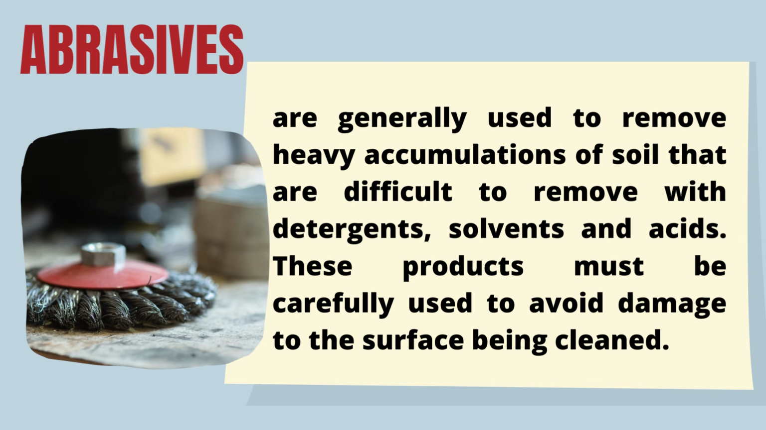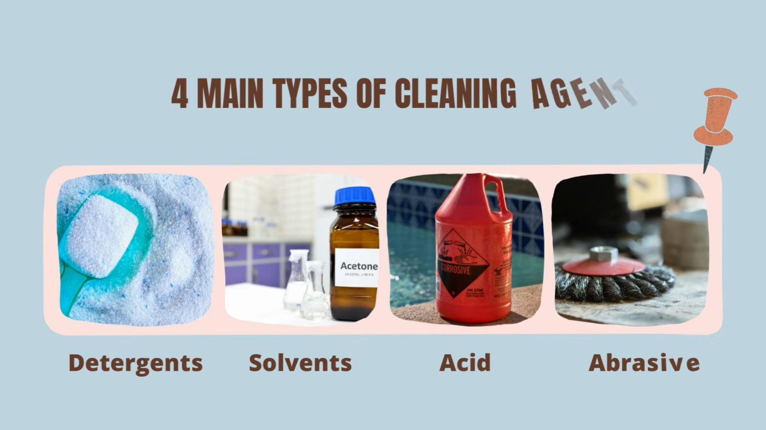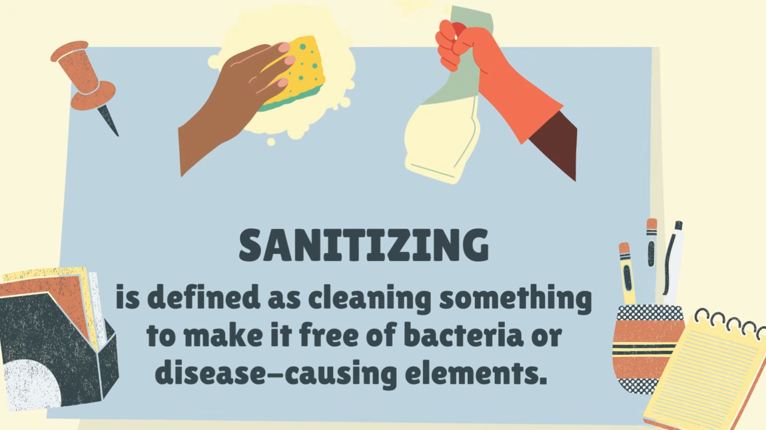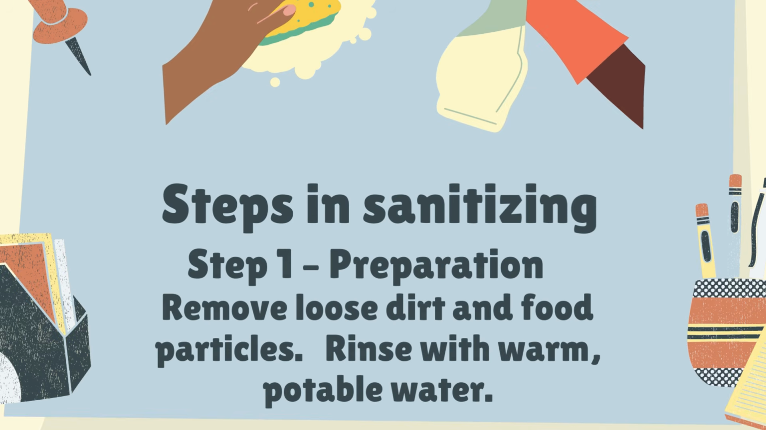So now we're done discussing the 4 different types of cleaning agent. Again, these are detergents, solvents, acid, and abrasive. And now let us proceed to sanitizing. It is defined as cleaning something to make it free of bacteria or disease-causing elements. So all items that come into contact with food must be effectively cleaned and sanitized. Remember that, class? We have 4 different steps in sanitizing. So we have to follow these 4 steps.